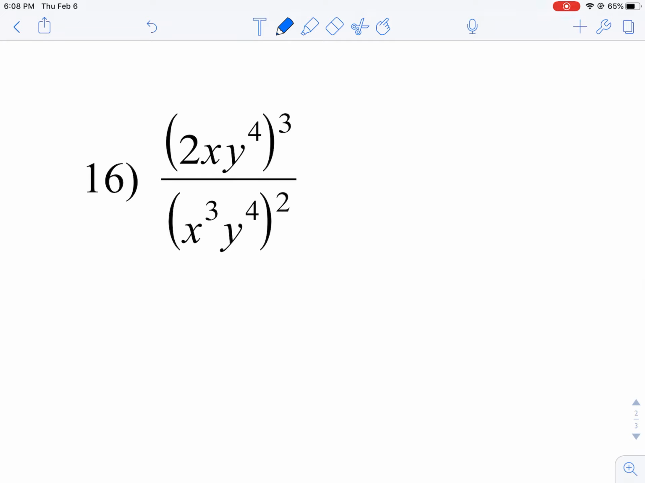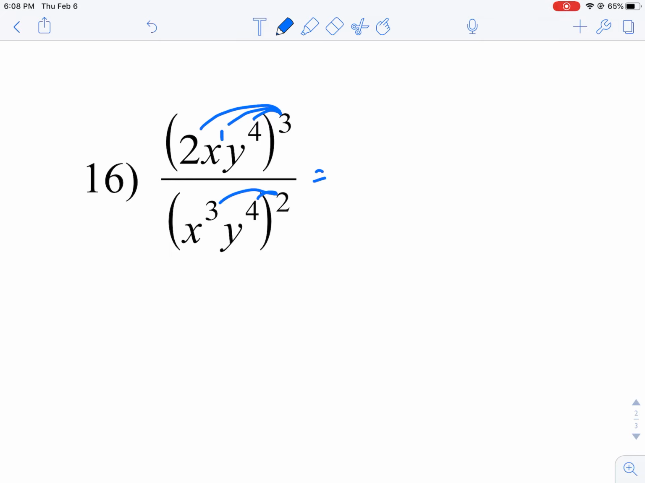There's distributive property on both the top and the bottom, as well as 2 different variables. So this 3 goes to the 4. There's also a 1 on this x, so the 3 goes to the 1. And do not forget, the 3 is going to distribute to the 2 as well. Same thing on the bottom, 2 to the 4, 2 to the 3.